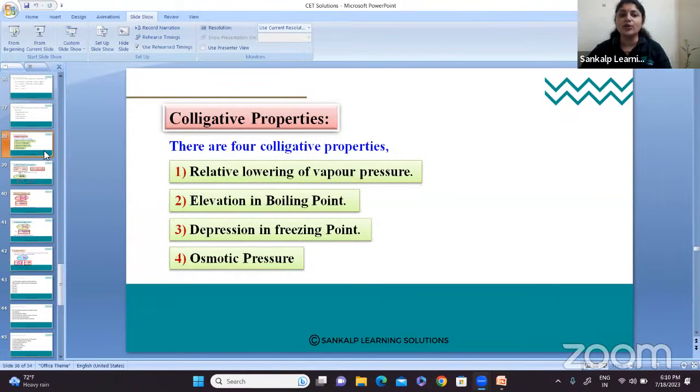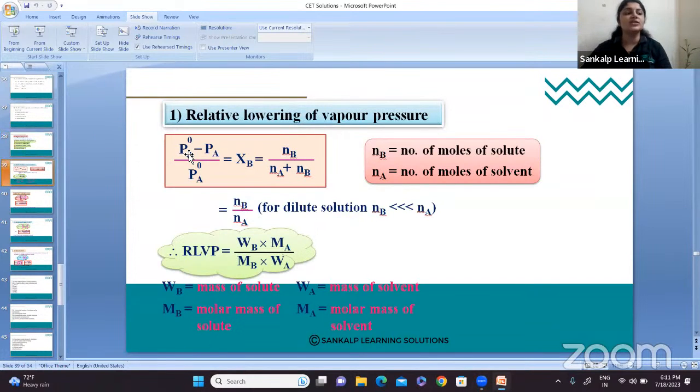So we are directly going to the final equations. We are not going to solve them, we are going to see the final equation directly. The first one is relative lowering of vapor pressure.